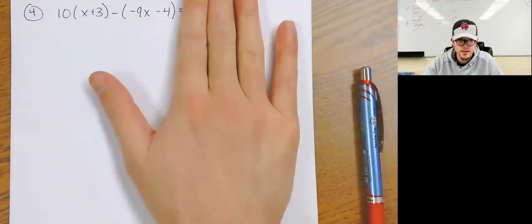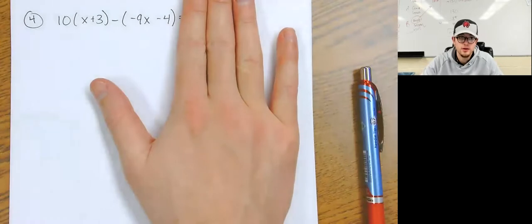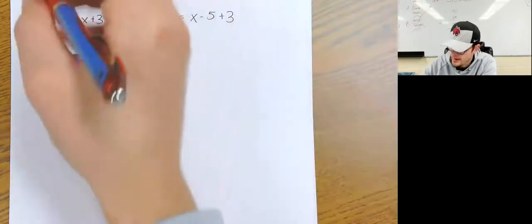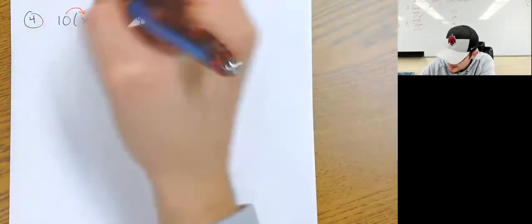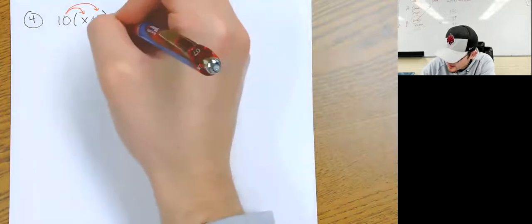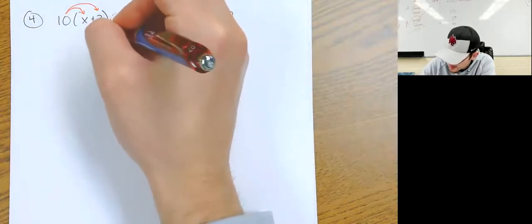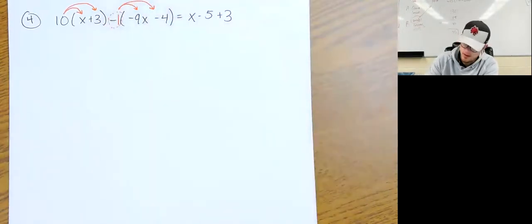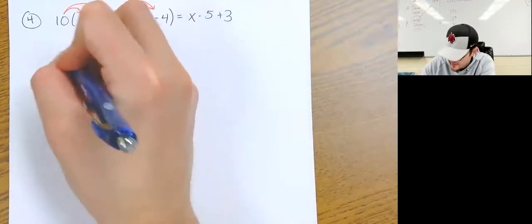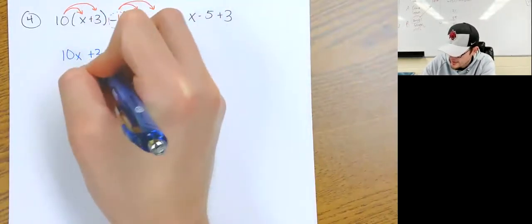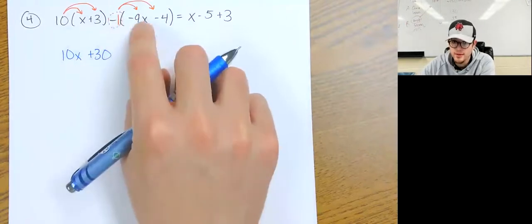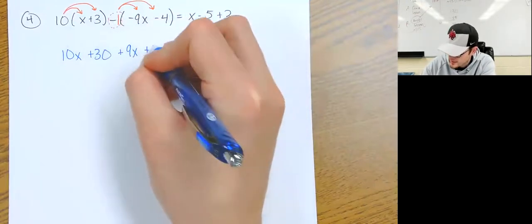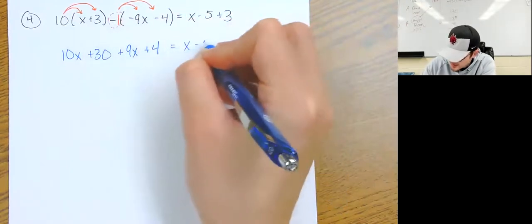So if I cover up that side, I definitely need to distribute a couple of things. So I need to distribute this positive 10. And I need to distribute, there's an invisible 1 right there. So I need to distribute this negative 1 through here. So I'm going to get 10 times x, 10x, 10 times 3, positive 30. Negative 1 times negative 9 is positive 9x. Negative 1 times negative 4 is positive 4, equals x minus 5 plus 3.